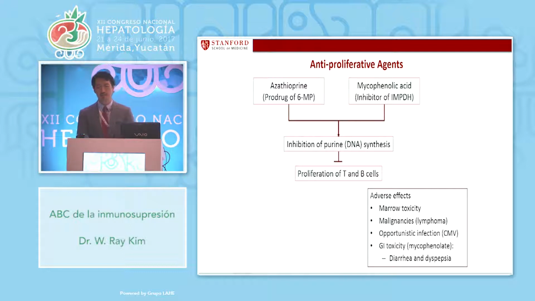There are two antiproliferative agents that are used. Azathioprine is an older drug, and mycophenolic acid is a newer drug. They both inhibit purine DNA synthesis and therefore inhibit proliferation of T and B cells. It has myelotoxicity, some malignancy potential, opportunistic infection, and GI toxicity, including diarrhea and dyspepsia, which occur with mycophenolic acid.